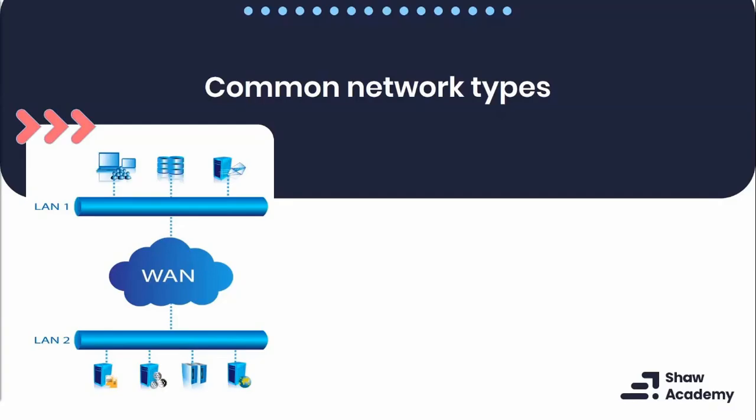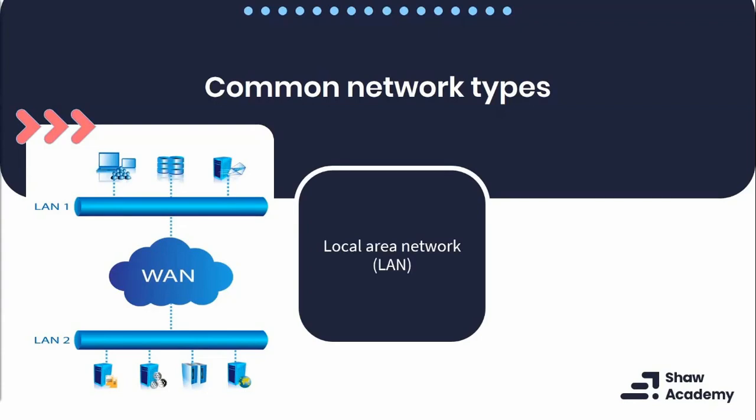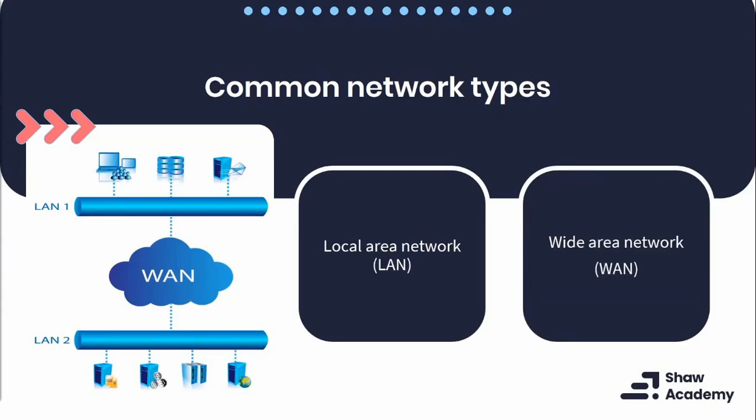Now, we've been talking about networks for a while, and essentially there are two common types of networks that you need to focus on. And this is a local area network, otherwise known as a LAN, as well as a wide area network, also known as a WAN. Now, let's dive a little deeper to explore the differences between the two.